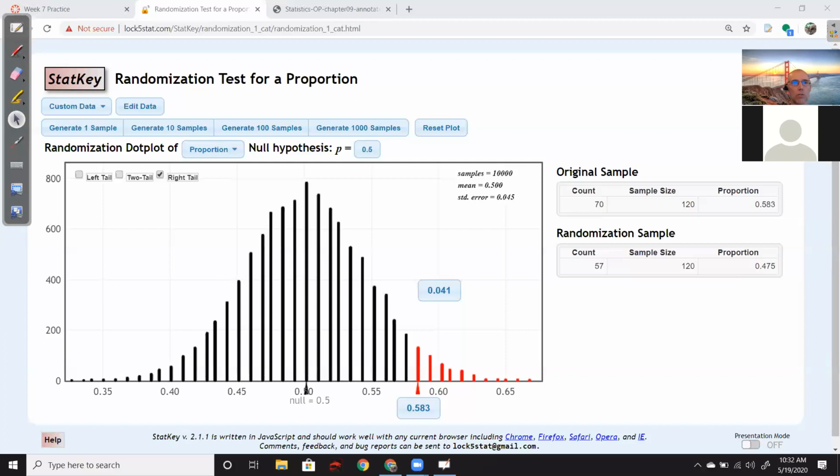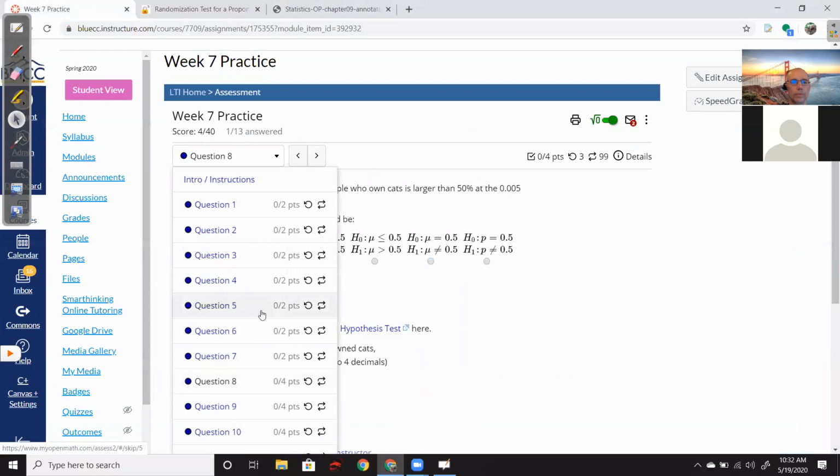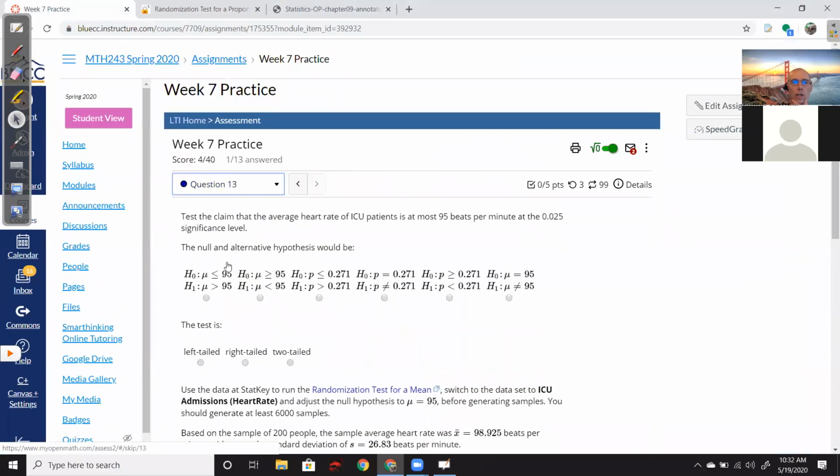All right, so let's take a look at 12 or 13. I'm going to go for 13. Usually, the bigger the number, the harder they are. All right, so let's see. Test the claim that the average heart rate of ICU patients is at most 95 beats per minute.